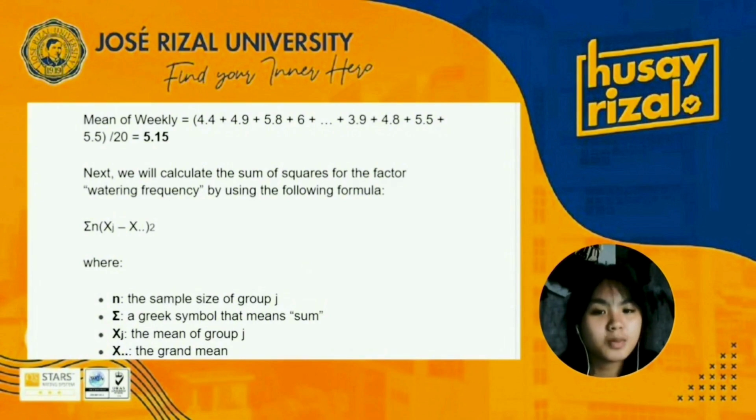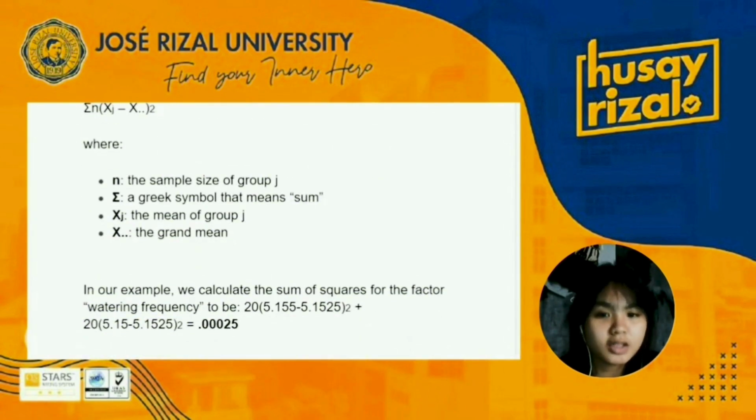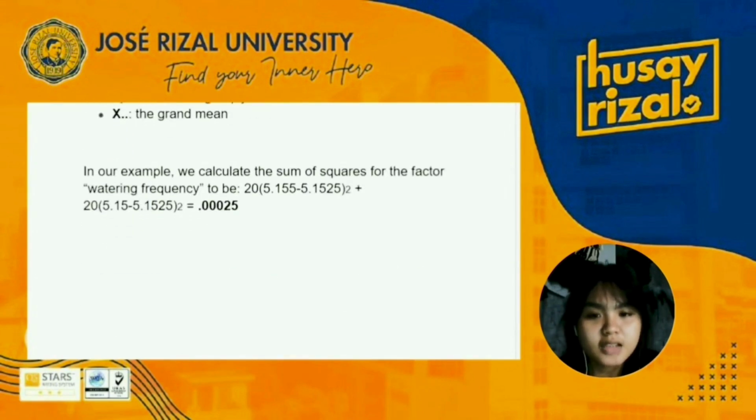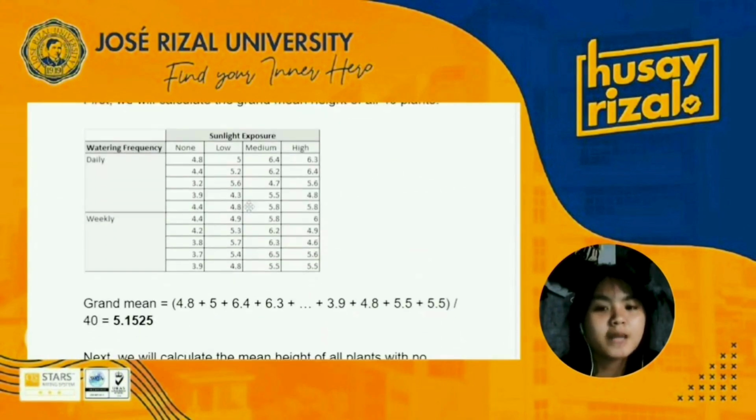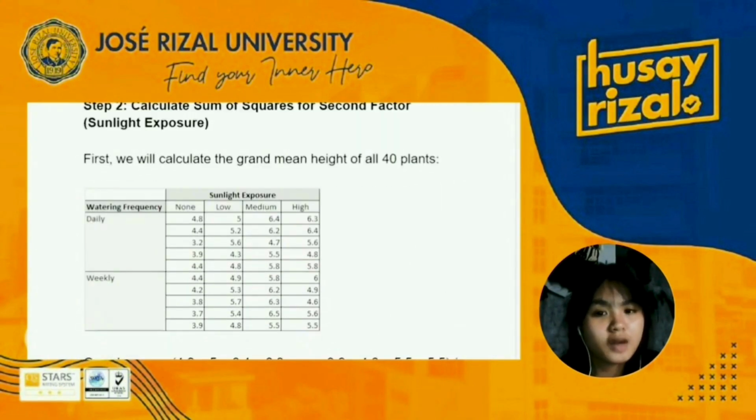Next, we will calculate the sum of squares for the factor watering frequency by using the following formula, where n is the sample size of group J, the summation is the Greek symbol that means sum, the mean of group J, and the grand mean. In our example, we calculate the sum of squares for the factor watering frequency to be 20(5.155 minus 5.1525) plus 20(5.15 minus 5.1525) is equal to 0.0025.